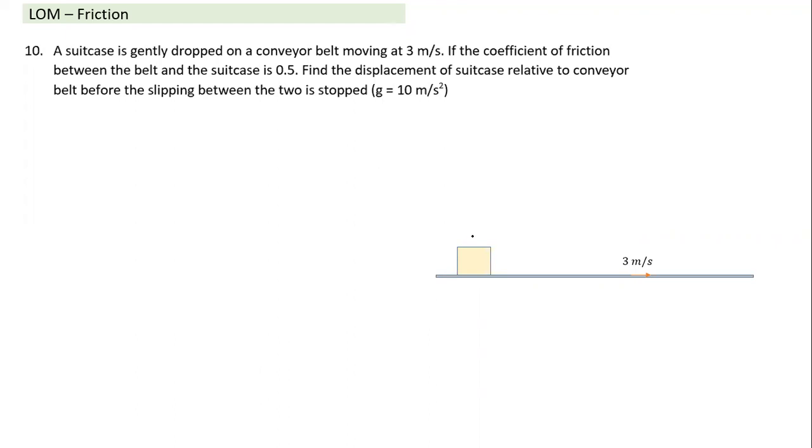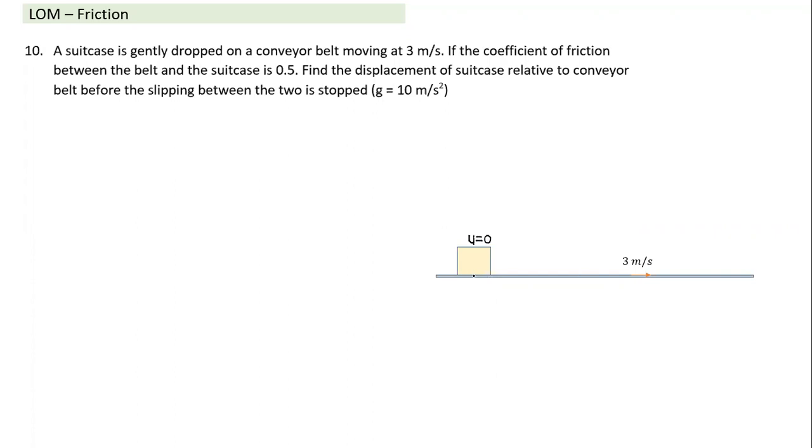And if we just place the suitcase on the belt, as soon as we place the suitcase on the belt, it will have a velocity equal to 0. That's what we mean. The initial velocity of this suitcase, as soon as we place it, is 0. Whereas the conveyor belt is moving at the speed of 3 meters per second, it means slipping will take place.